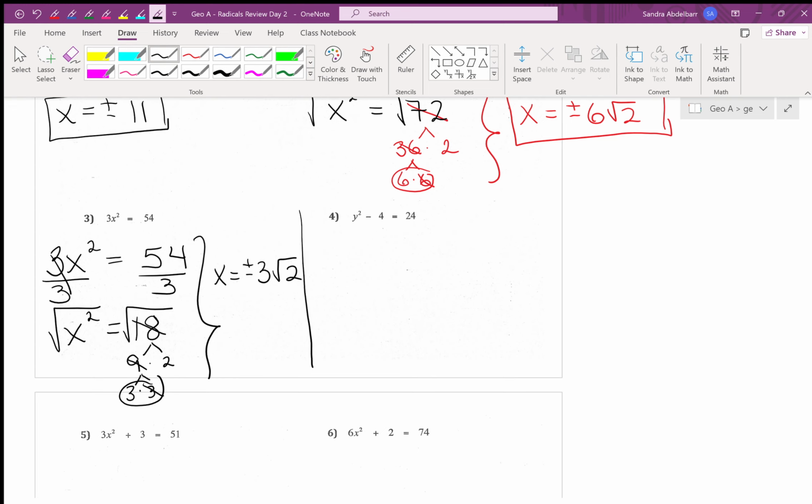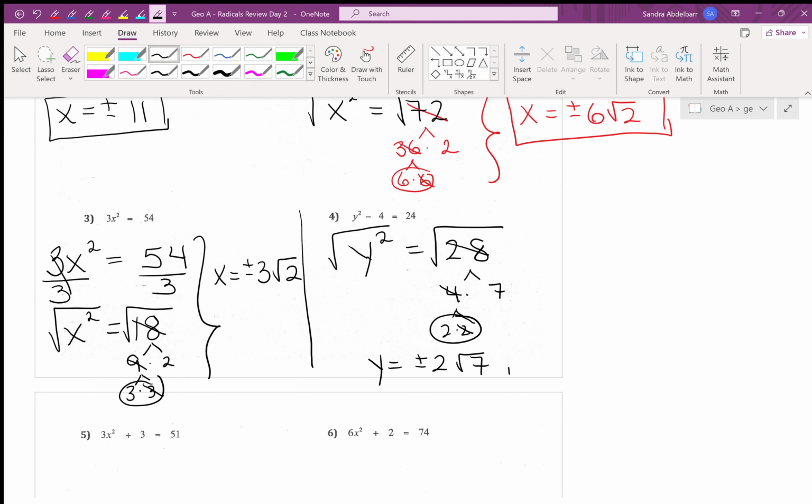All right, what's the problem with number 4? What do I have to do? Charlie? Add 4. So we're going to have y squared equals 28. To undo a square, we're now going to take the square root. Break down our 28. I guess 4 and 7 is our best option. 4 is 2 and 2. So now we get y is equal to plus or minus 2 root 7.